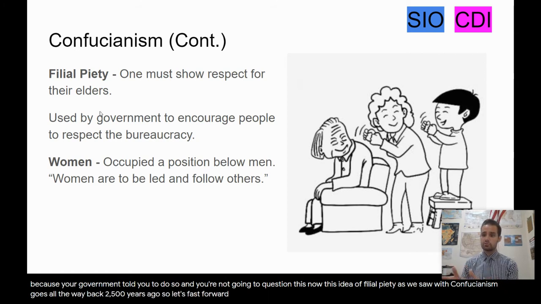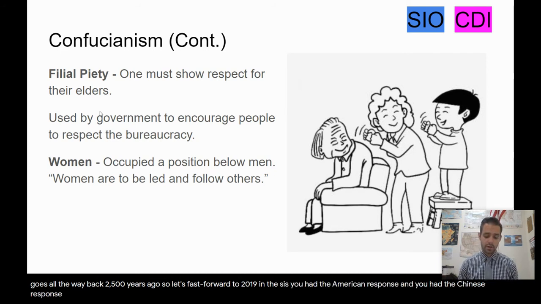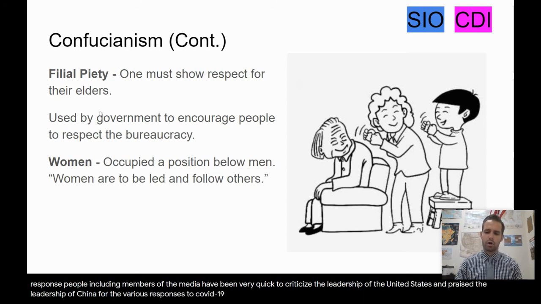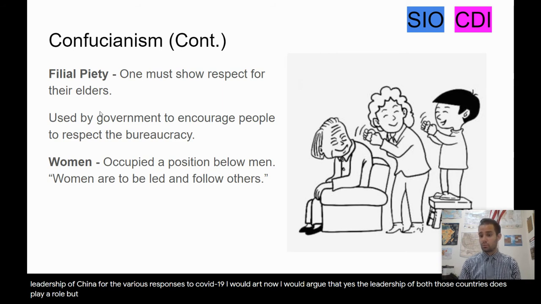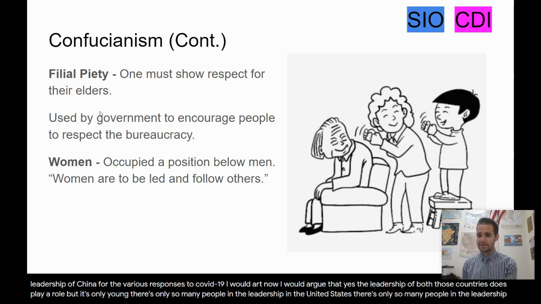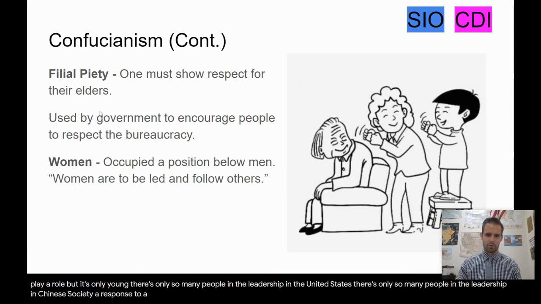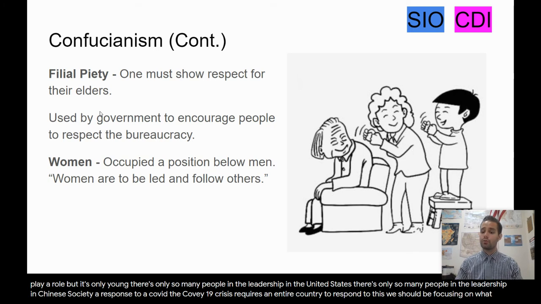So let's fast forward to 2019. In the response to the COVID-19 crisis, you had the American response and you had the Chinese response. People, including members of the media, have been very quick to criticize the leadership of the United States and praise the leadership of China for the various responses to COVID-19. I would argue that, yes, the leadership of both those countries does play a role, but there's only so many people in the leadership in the United States. There's only so many people in the leadership in Chinese society. A response to the COVID-19 crisis requires an entire country to respond to this. We should be focusing on what the people are doing.